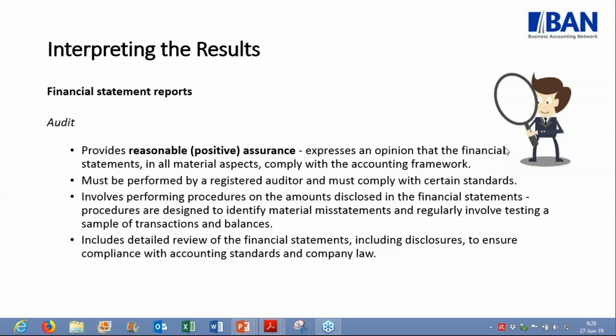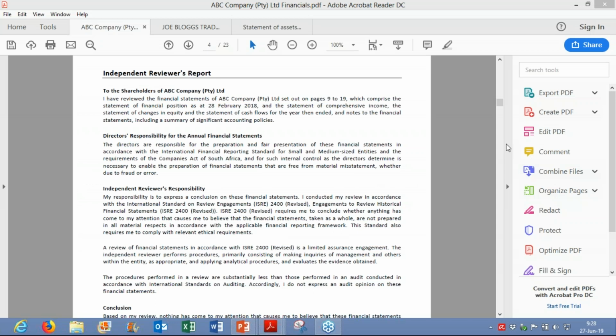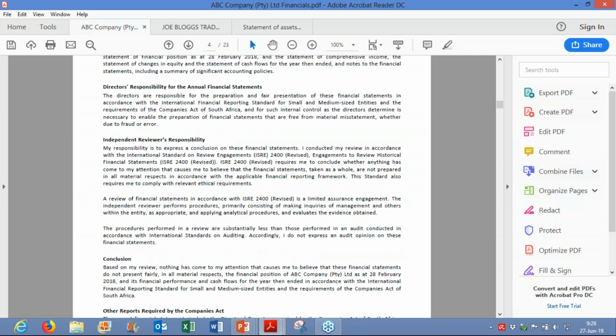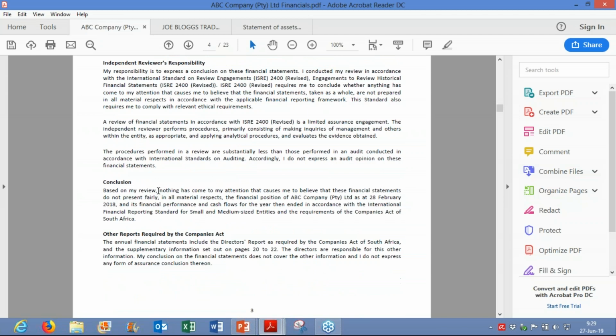So here we've got the independent reviewer's report. It basically sets out what the independent reviewer has done and what the responsibilities are. And here at the bottom on the conclusion, it says, based on this review, nothing has come to my attention that causes me to believe that these financial statements do not present fairly in all material respects the financial position of the company. So you can see here it's negative assurance, it's limited assurance, but there are no issues raised.